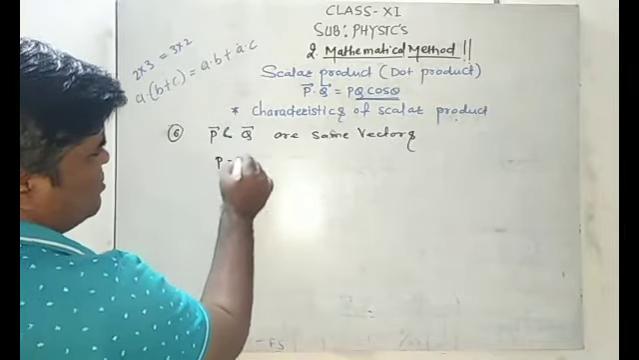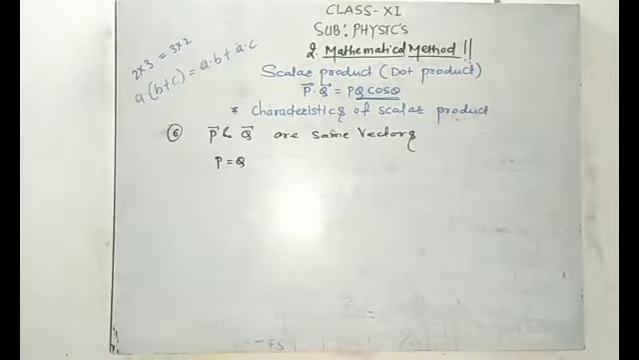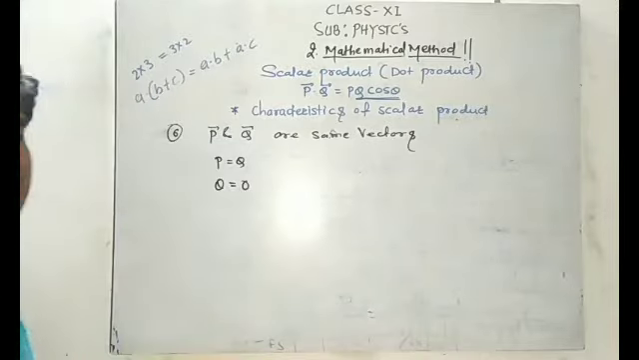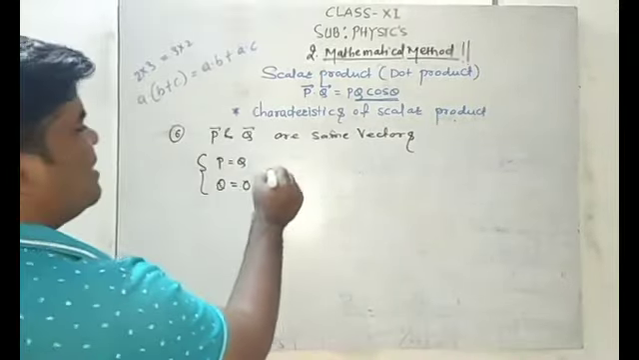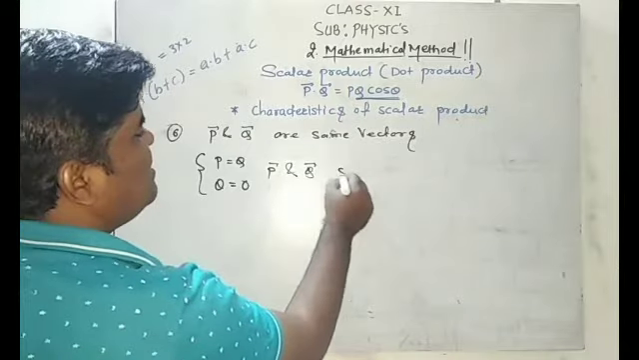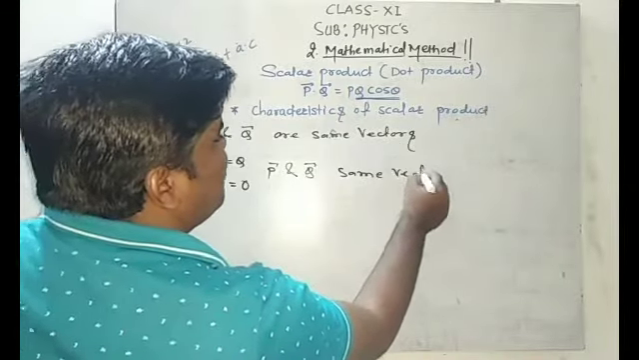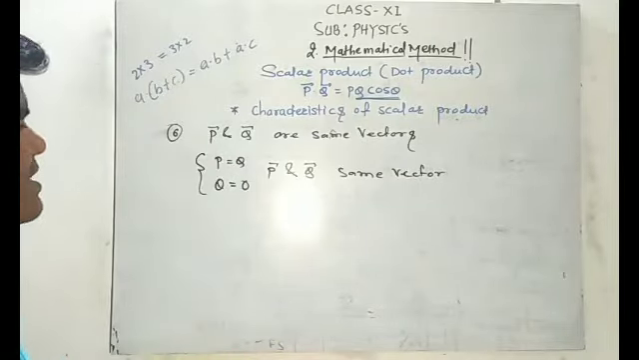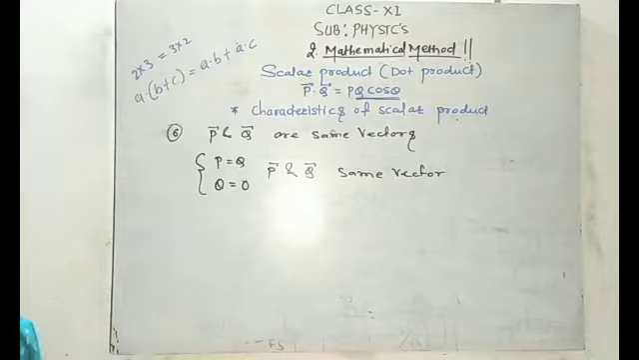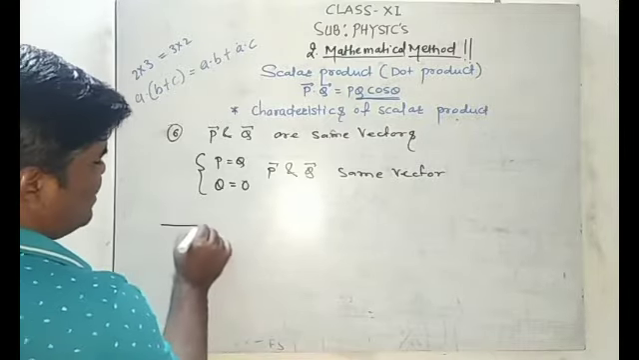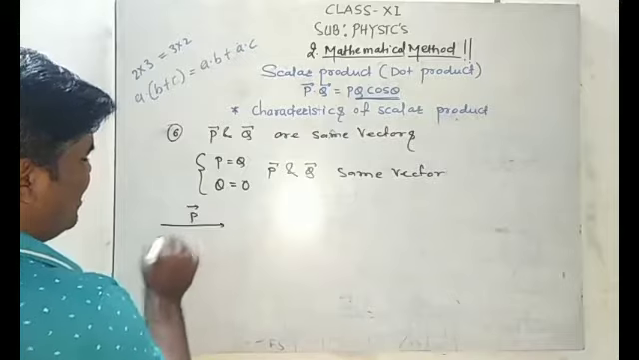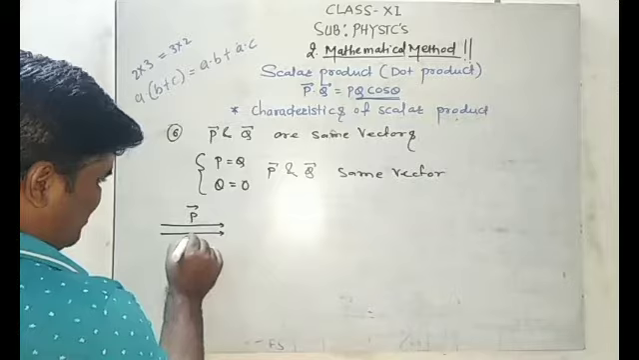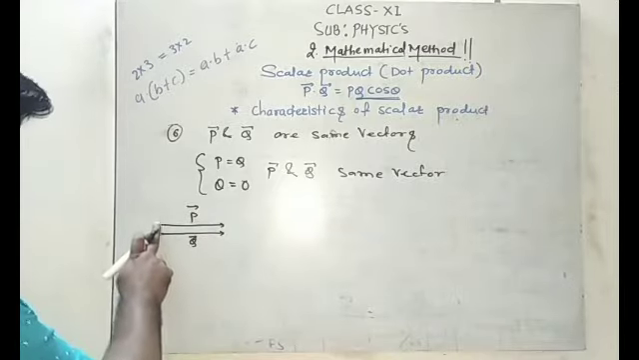So P is equal to Q, and theta between these two vectors is 0. Then we can say P bar and Q bar are the same vector, right? When the magnitudes of these two vectors are the same and the angle between them is equal to 0, this is the P bar, and this is the Q bar.